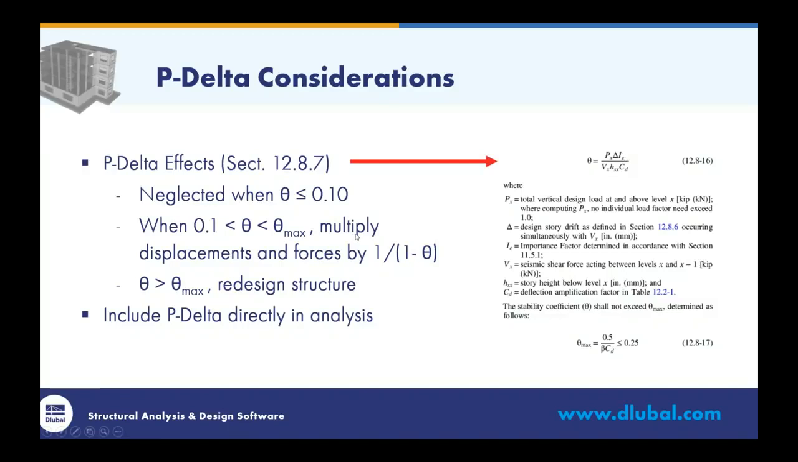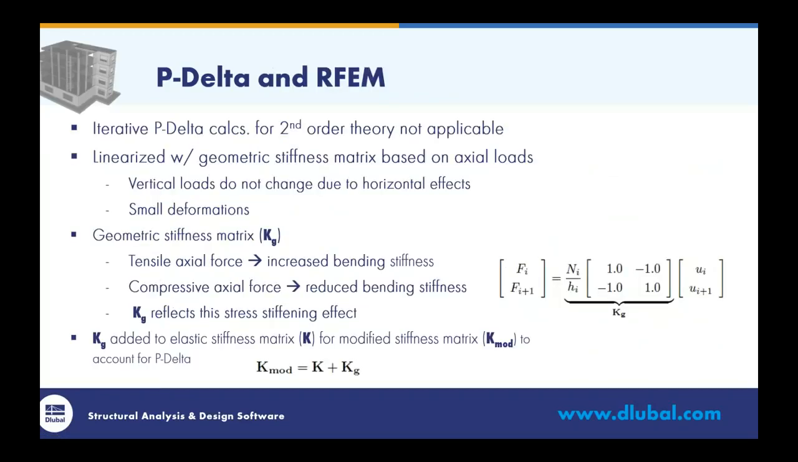So this is how we can easily consider P-delta effects if we are not meeting this criteria here. It's just a simple conservative way to export out displacements and forces and multiply by this factor. Now, keep in mind, if theta is greater than theta max, the code tells us that we do need to completely redesign the structure because it's not safe. So this might be fine for a simple application, but we maybe are rather interested in how we can include P-delta directly within the analysis.